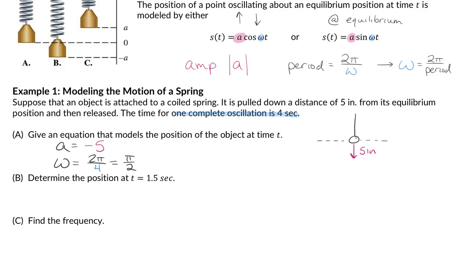If you have a and you have omega and you've chosen between sine and cosine correctly, you can write the equation. The position at time t is going to be -5 times the cosine of pi over 2 times t. We plugged into this equation the a value of -5, distance of 5 downwards, and the omega value that we found based on the period. Does that make sense?